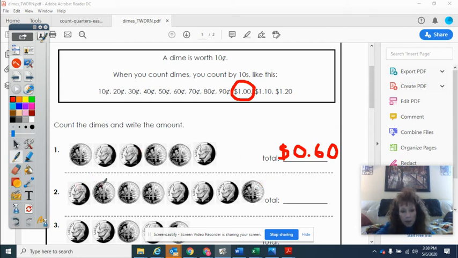10, 20, 30, 40, 50, 60, 70, 80 cents. We're not going to write 80 cents like that. We're not going to do that. We're going to write a dollar sign. 80 cents means $0, decimal, 80. So I've got $0 and 80 cents.